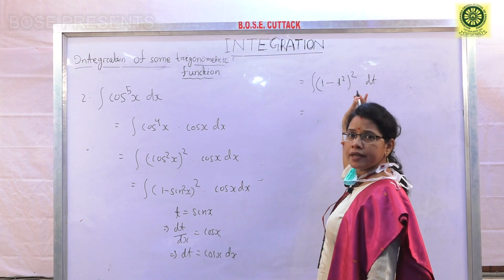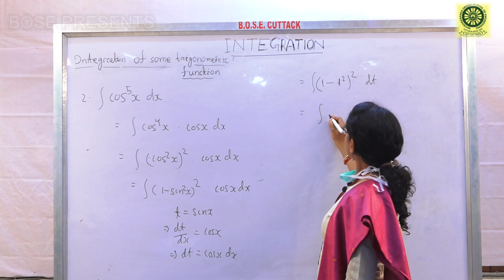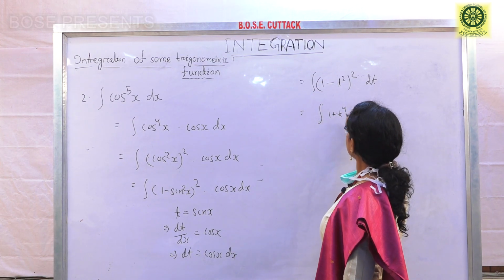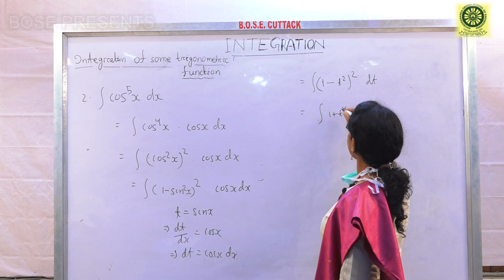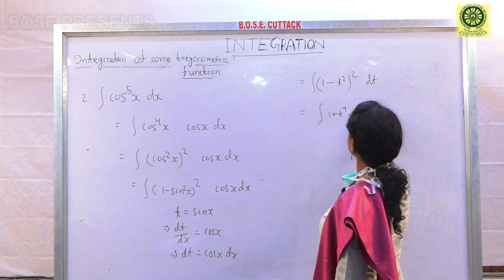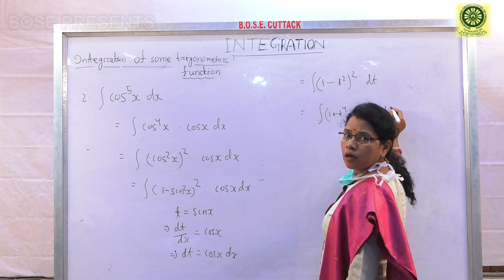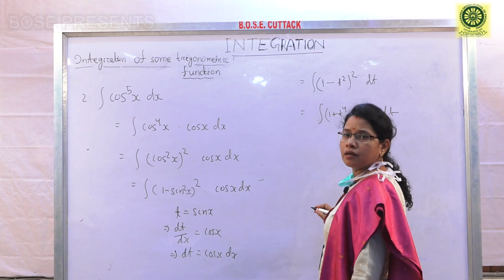This is a simple integration. This term is 1 plus t to the power 4 minus 2t square, using a square plus b square minus 2ab, with respect to t.